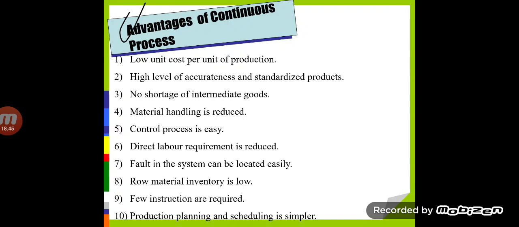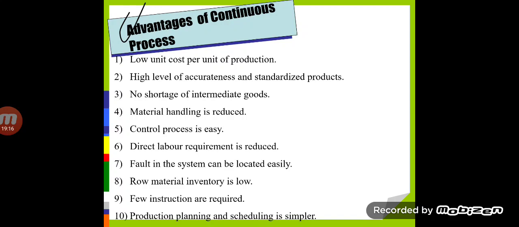Direct labor requirement is reduced because we do not require only highly skilled employees, but semi-skilled employees who can observe and work on repetitive tasks. Fault in the system can be located easily. We can easily find out the mistake in the machineries and where the fault arises. So these are the advantages.